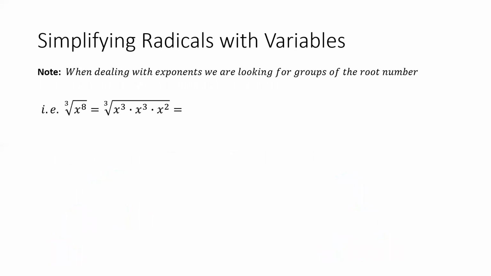Now, if we're dealing with just straight variables and powers, it seems weird, but we actually do the same thing. We're looking for groups of 3. We just have to be careful about how we're looking for them. So I have x to the 8th, which means that I have a total of 8 x's. So if I'm dealing with a cube root, I want to look for groups of 3 x's.